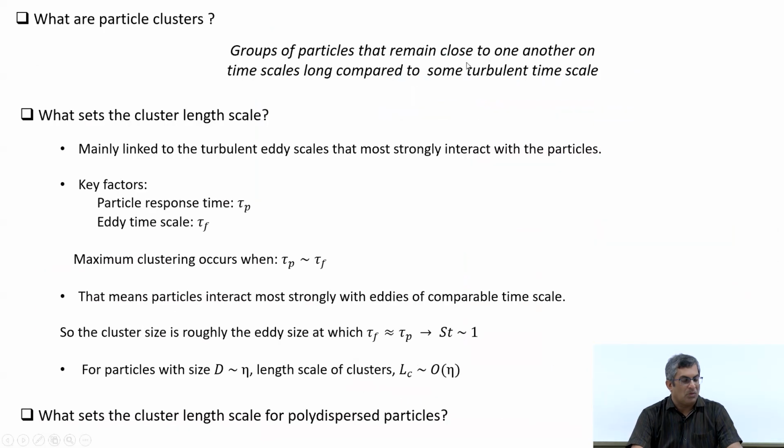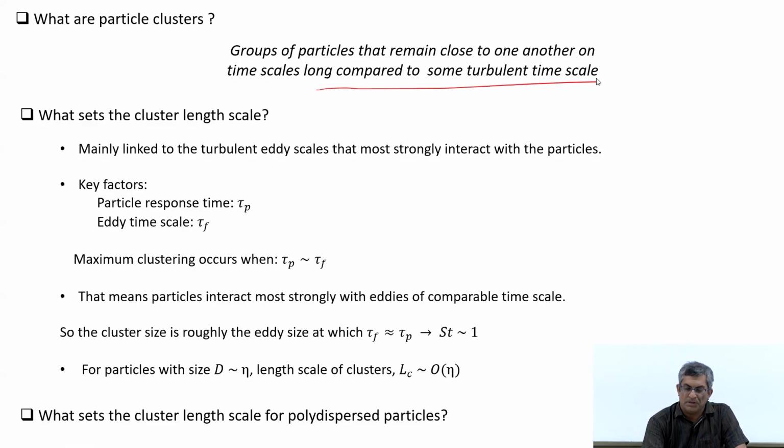So, now the question is, what are particle clusters? Particle clusters are groups of particles that remain close to one another on time scales long compared to some turbulent time scale. One can argue, what if preferential accumulation of particles happens, the particles come together for some time and then they disperse out again? Why should this matter to us? Because they are dispersing out of the zone where they had accumulated.